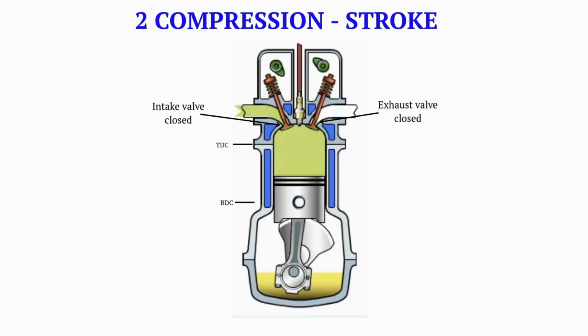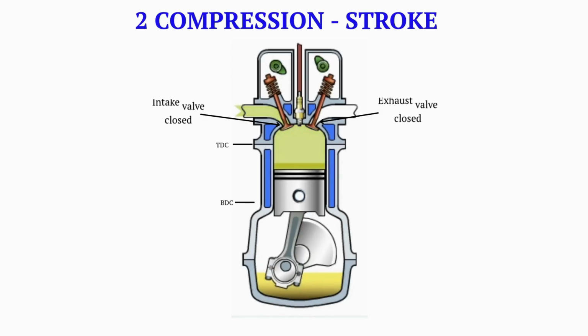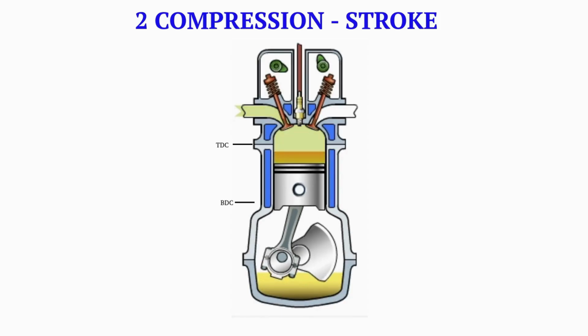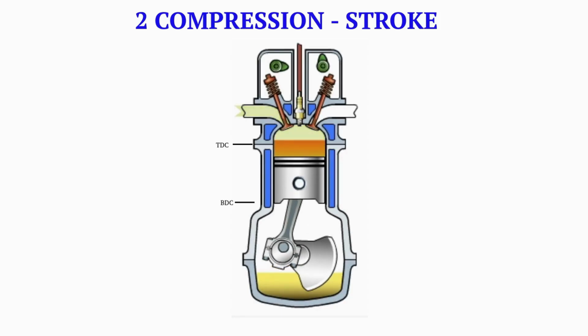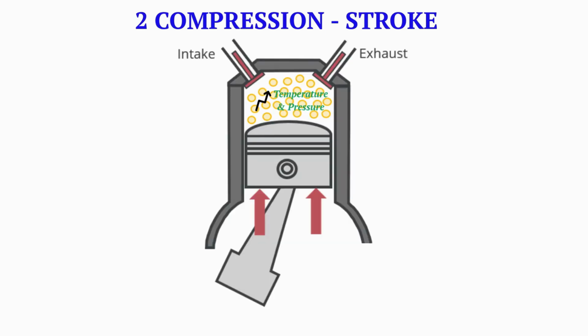During the compression stroke, both the intake and exhaust valves are closed. The piston moves upward from bottom dead center to top dead center, compressing the air-fuel mixture. Compressing the mixture increases its temperature and pressure, making combustion more powerful.